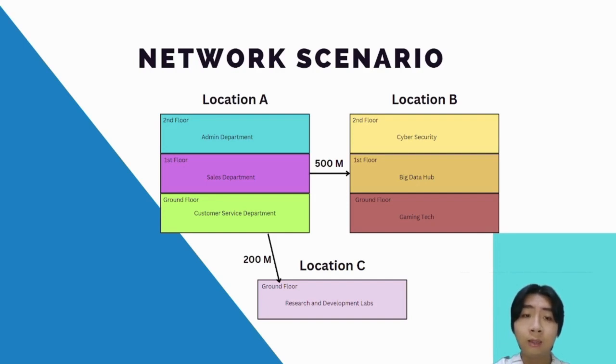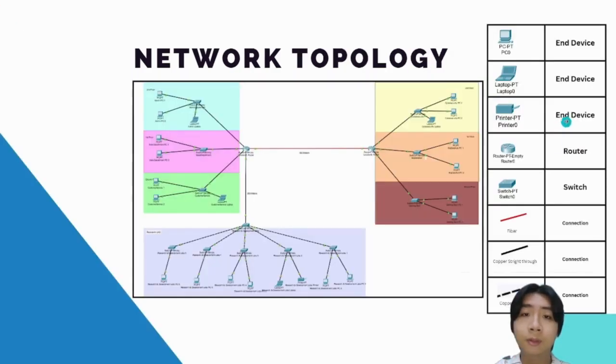For location A, the second floor holds the admin department, the first floor holds the sales department, and the ground floor holds the customer service department. For location B, the second floor holds cybersecurity, the first floor holds big data hub, and the ground floor holds gaming tech. And for location C, the ground floor holds research and development labs.